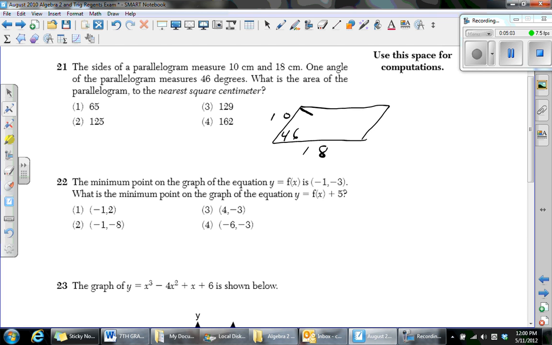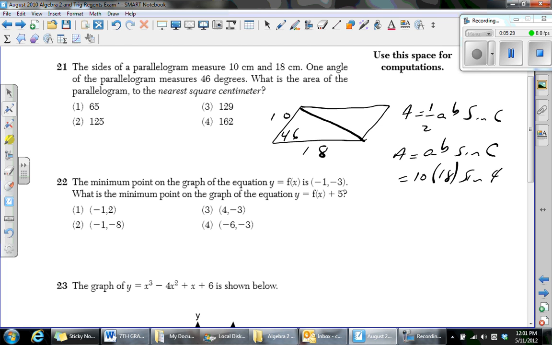Now we know an area of a triangle is equal to 1/2 AB sine C. Since we have two triangles, our area is just AB sine C. So it's 10 times 18 sine 46. When we do that, we end up with about 129.